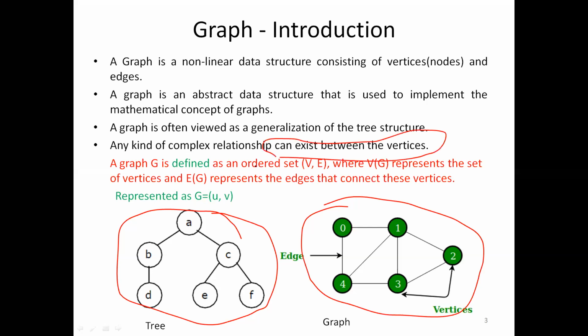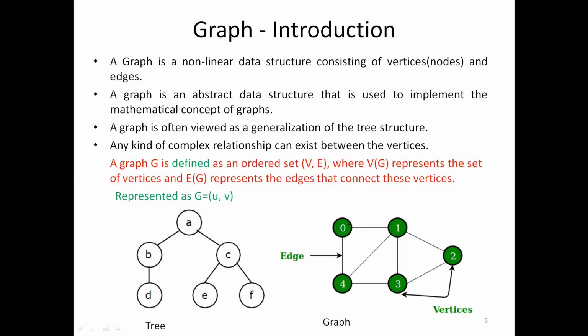Why are we telling it's a complex relationship? There is some connectivity between these two vertices, right? There may be a complex relationship. We don't need to bother about that right now, according to the definition.